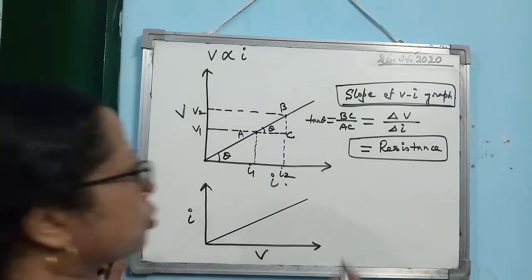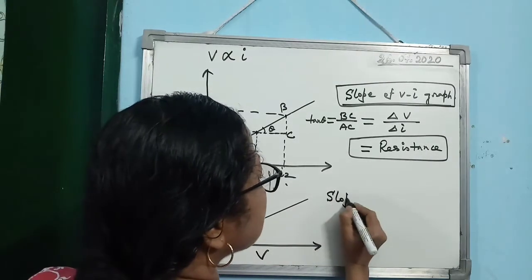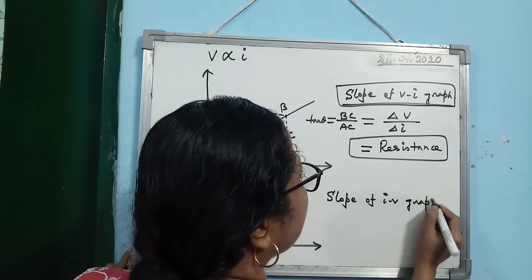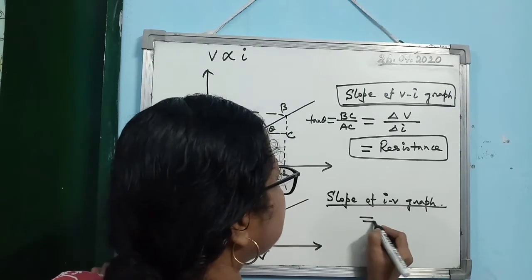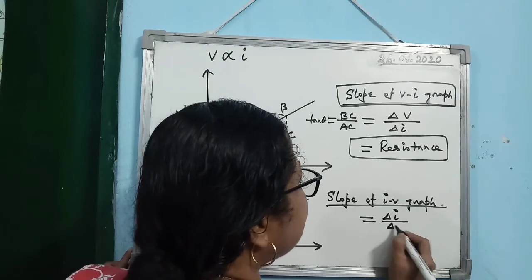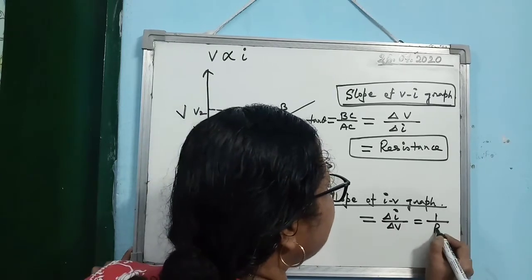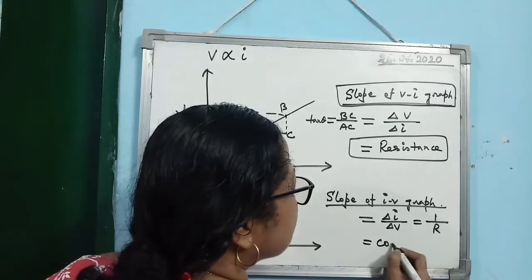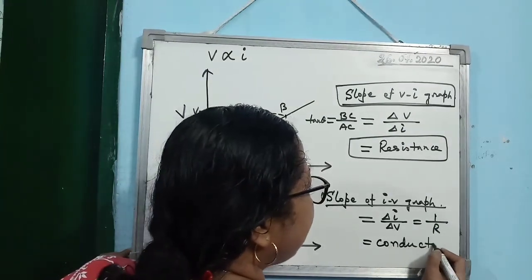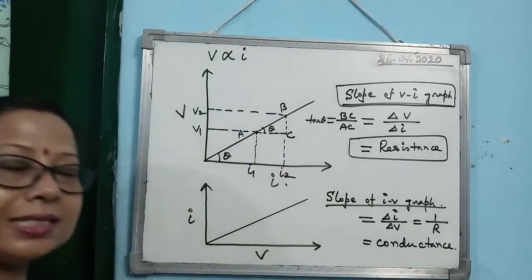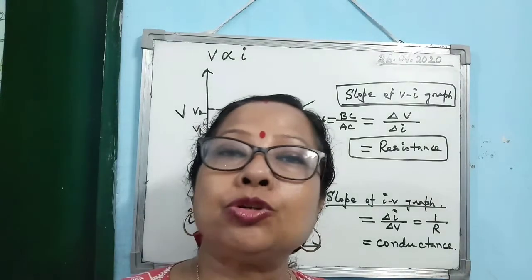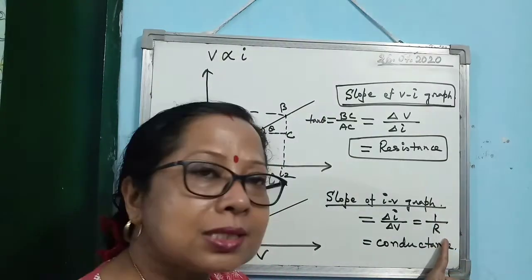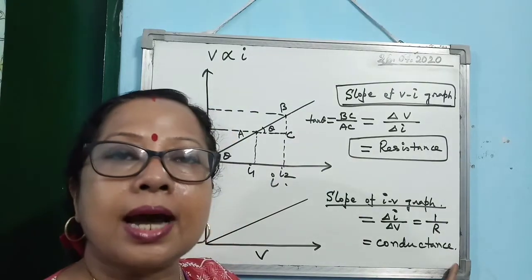But in this case, what is happening? What is the slope of I versus V graph? According to our concept, it will be delta I by delta V, means 1 upon resistance. Alright. Now, 1 upon resistance is known as conductance. Resistance less, it will be able to conduct more electricity. So, from that concept, 1 upon resistance is known as conductance.